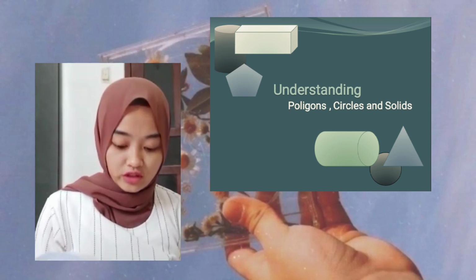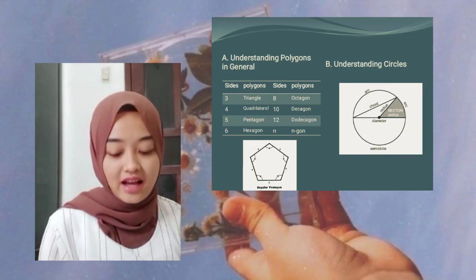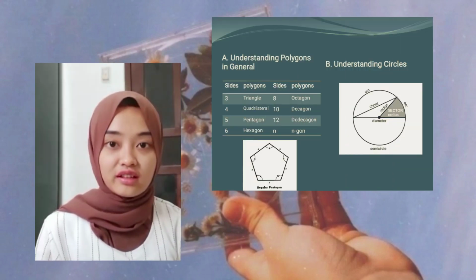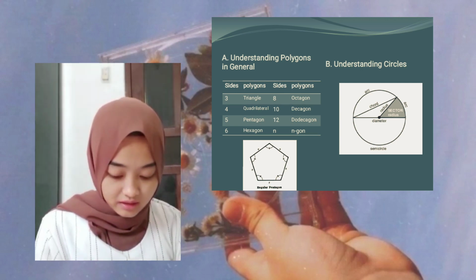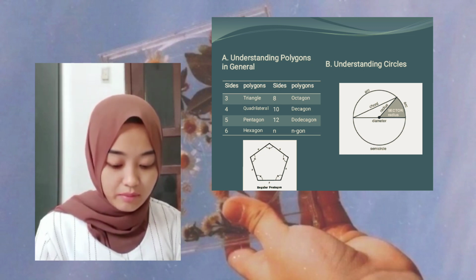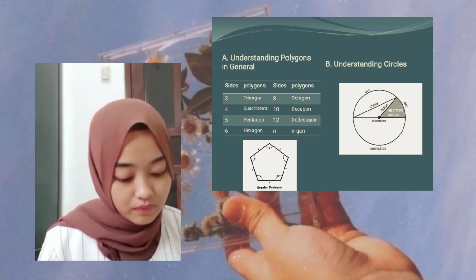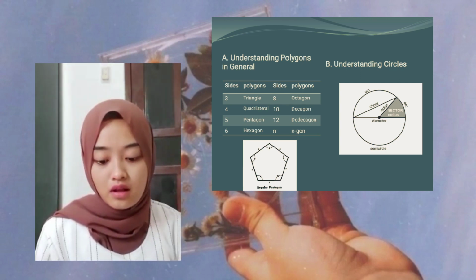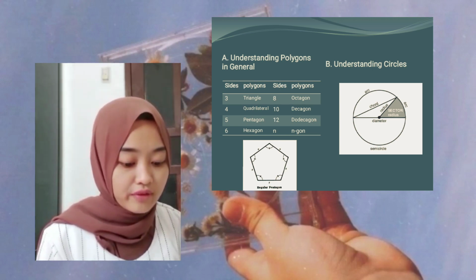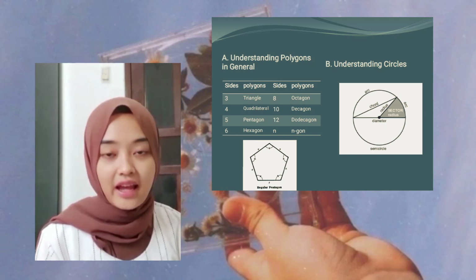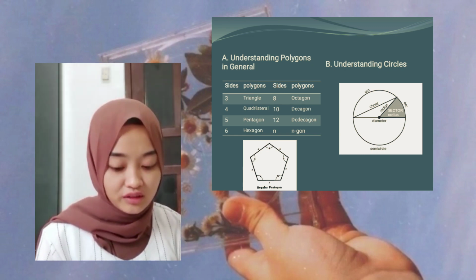Number 2. Understanding polygons, circles, and solids. A. Understanding polygons in general. A polygon is a closed figure in a flat surface bounded by straight lines. An equilateral polygon is a polygon having congruent sides. Thus, a square is an equilateral polygon.